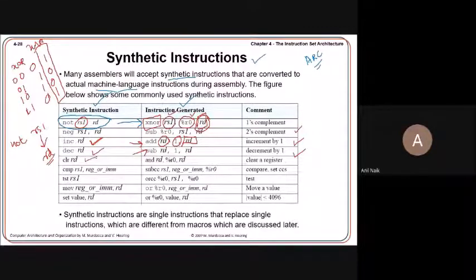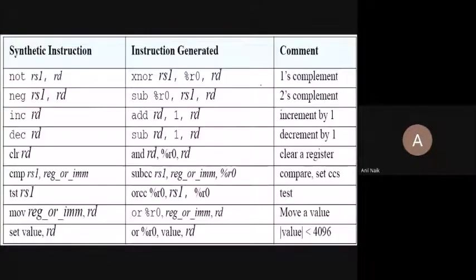Clear RD means clear to 0. So it uses the ANDCC operation on RD and R0. R0 is a register with value 0. Anything logically ANDed with 0 gives 0 only. So these are the synthetic instructions.